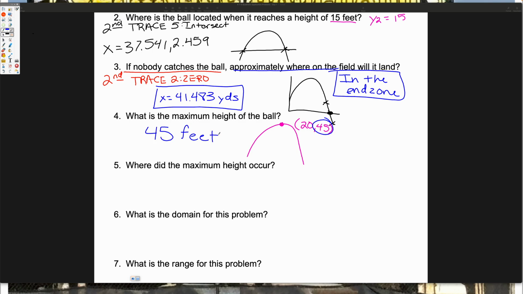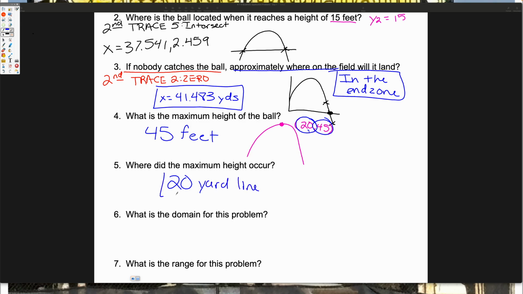Where did the maximum height occur? Well, this is 20 yards from him, right? That's the distance we're calculating. So if he's on the 40 and he threw it 20 yards, where are we now? We're going in. So end zone's that way. I'm at the 40 and I threw it 20 yards that way. Basically, yes. So the 20-yard line. So we threw it 20 yards to get the maximum height. So where did it occur? The 20-yard line.